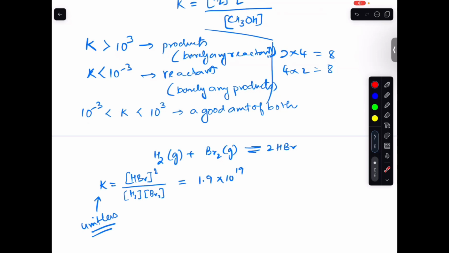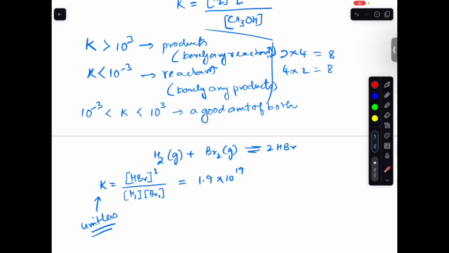Experimentally determined. We didn't do any math to derive it. We basically did it in a lab. I'm just giving you the results. And all we need to do is take a look at those results and compare it to what we have up there and try to figure out, well, in this case, are we going to have predominantly products, predominantly reactants, or a good amount of both?